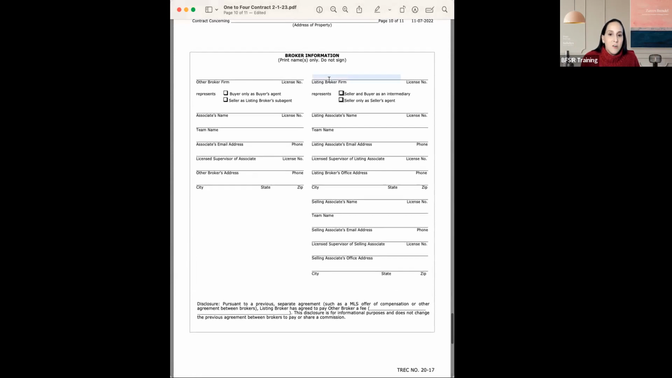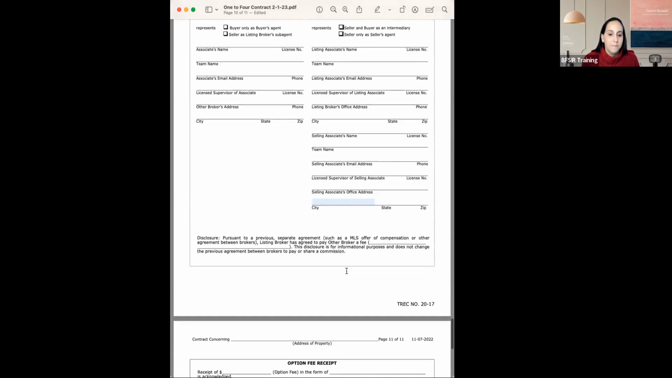Okay. And then one thing I like to point out: if it's a different broker on one side and us on the other, you can see it says other broker. But if it's an intermediary situation where it's our listing, none of this is going to be filled out, because here it's all the same broker. So the listing agent goes up here and the buyer's agent goes up here. So on intermediary, only this side is going to be filled out. Okie doke.